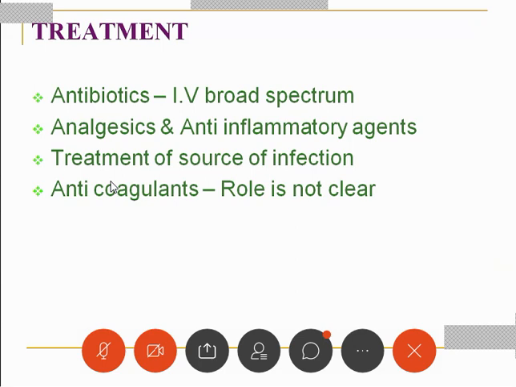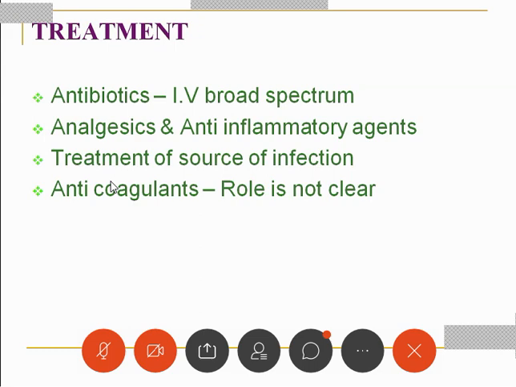Treatment, as you know, is IV broad spectrum antibiotics. With oral treatment, I don't think you can come over with that. Analgesics and anti-inflammatory agents, treatment of the source of infection, and anticoagulants. The role is not clear, but anticoagulants are used regularly to destroy the thrombus. Nowadays, heparin and all are used, as previously. Nowadays, agents which we use to lyse the thrombus in myocardial infarctions are also being given in the most modern treatment setups.